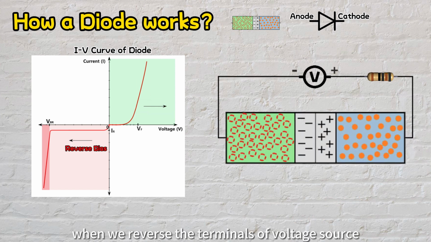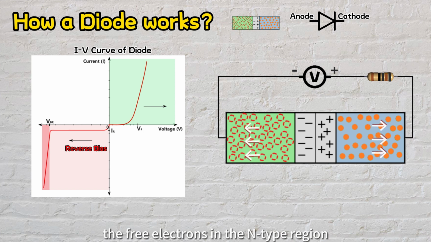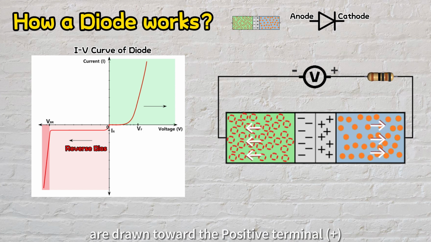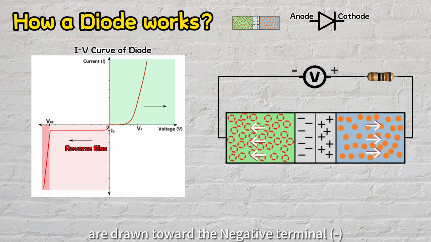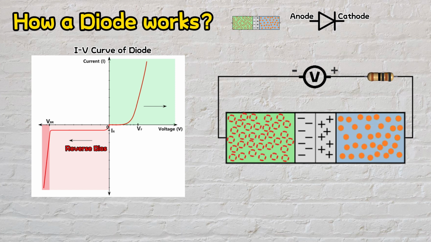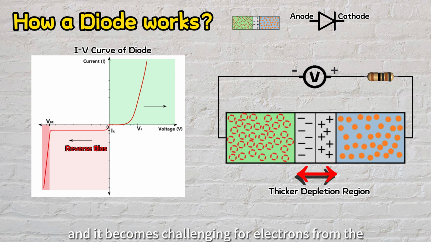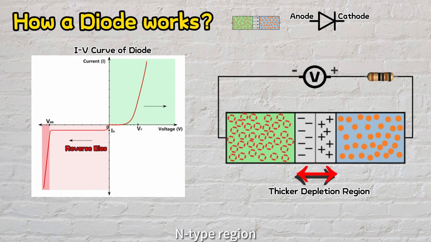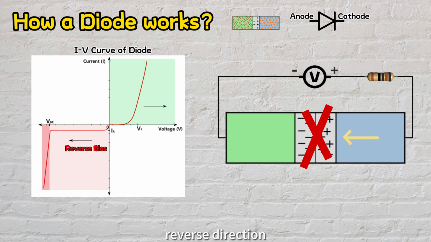Conversely, when we reverse the terminals of the voltage source, the diode enters reverse bias mode. In this setup, the free electrons in the n-type region are drawn toward the positive terminal, while the holes in the p-type region are drawn toward the negative terminal. This action causes the depletion region to expand, and it becomes challenging for electrons from the n-type region to reach the holes in the p-type region. This effectively blocks the flow of current in the reverse direction.